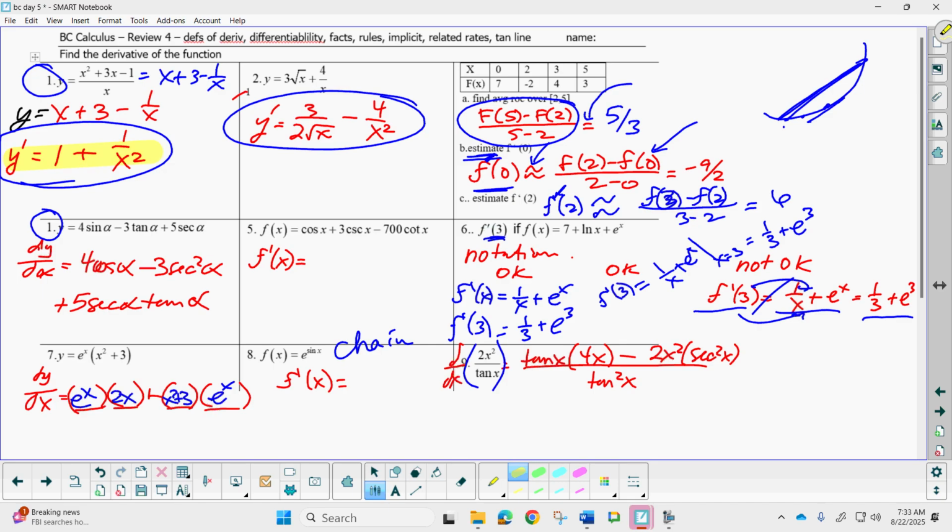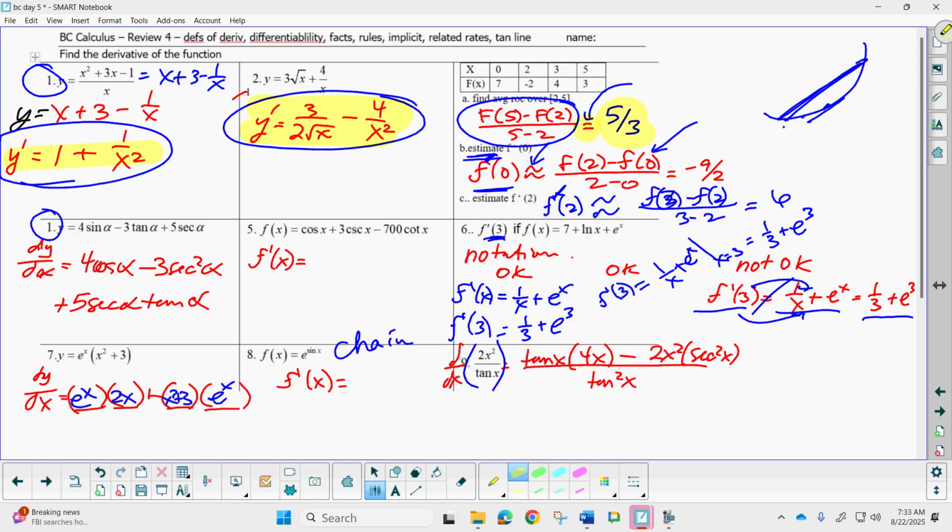Y prime or dy dx is 1 plus 1 over x squared. 2. Y prime is 3 over 2 root x minus 4 over x squared. I got 5/3. The average rate of change, that is equal to, so notice that's a hard equal.